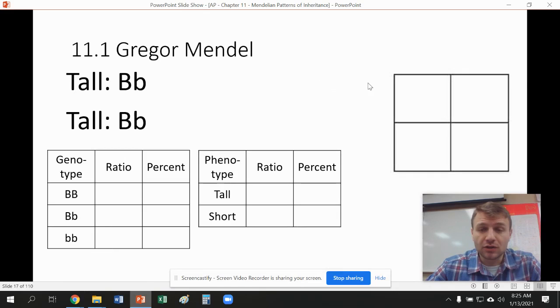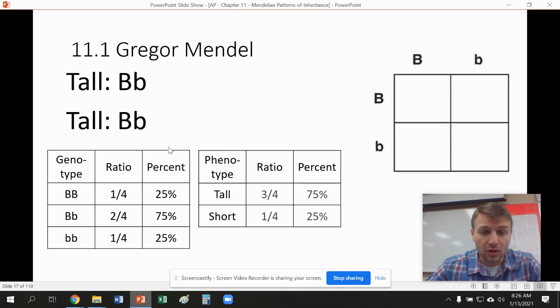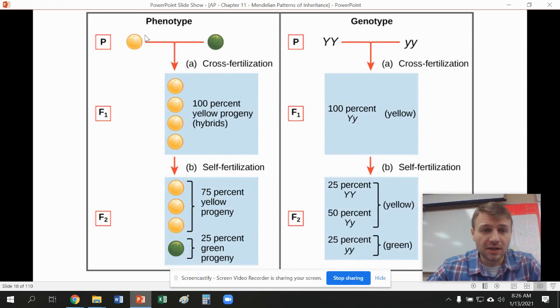In the F2 generation, you're going to cross two tall plants, and you're going to get big B, little b, big B, little b. You can see here we're going to get big B big B, big B little b, big B little b, little b little b. The ratios work out to be 1 to 2 to 1, but the phenotypes are 3 tall, what we saw, and 1 short, again, what he saw. You can see here where he crossed.